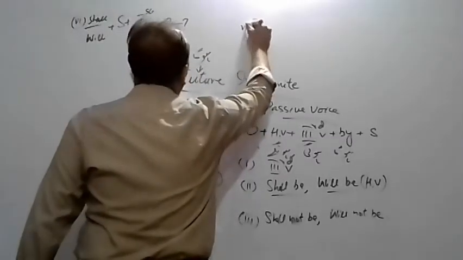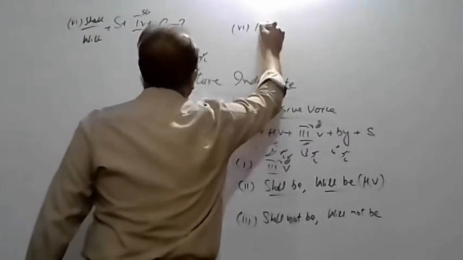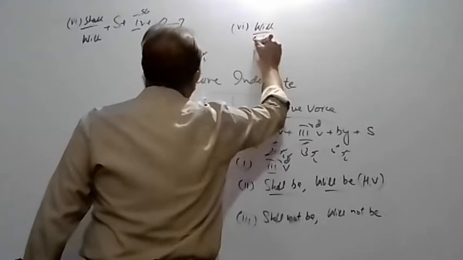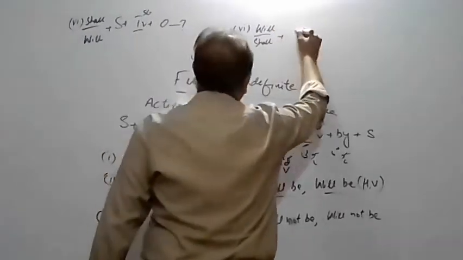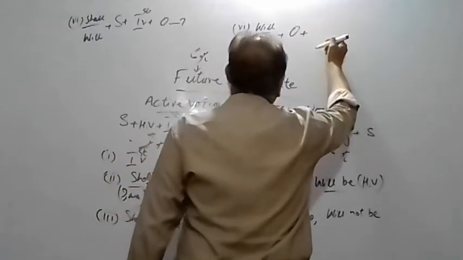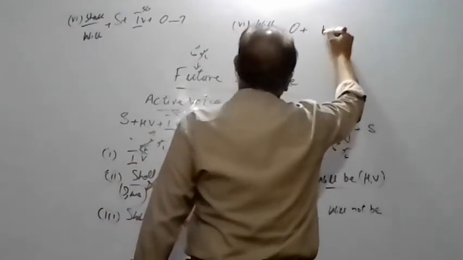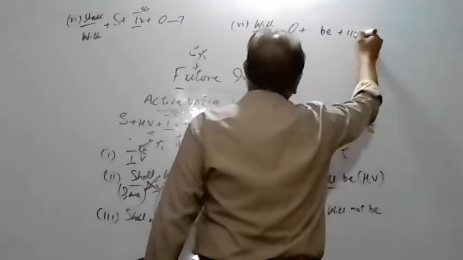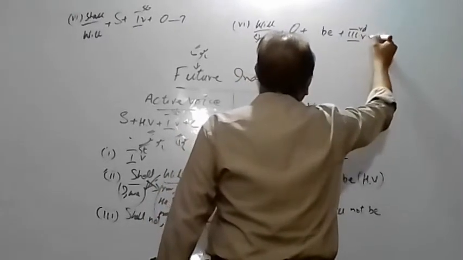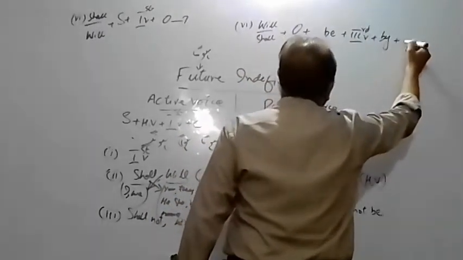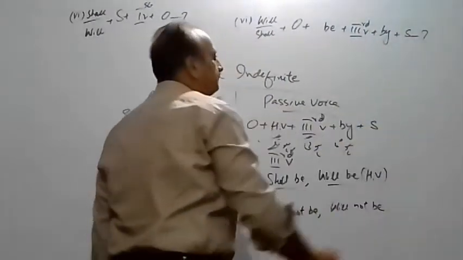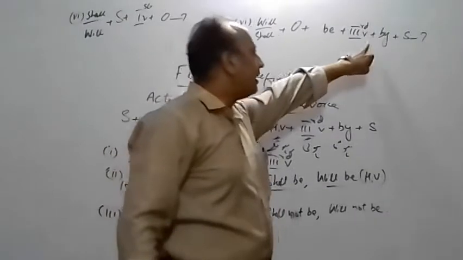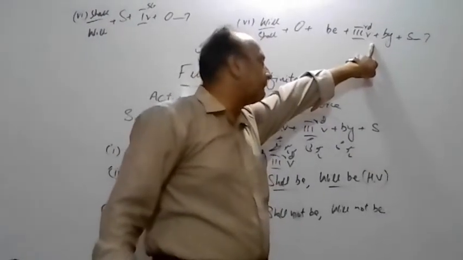The same is here in the passive. We apply will or shall, either helping verb according to the requirement. Then we apply the object. After that we apply be. After that we apply the third form of verb. Then we apply by. And in the end, if the subject is available, we add it; if not available, the formula will finish right there.